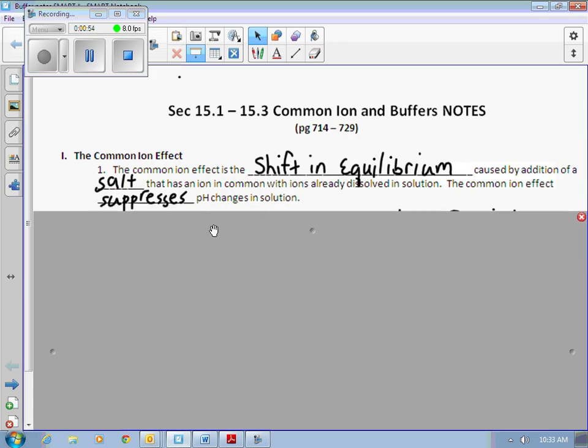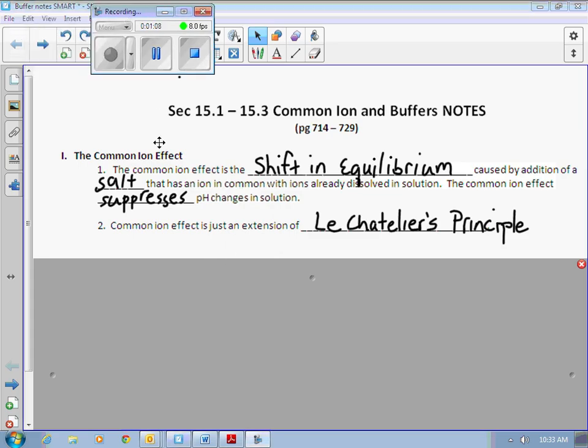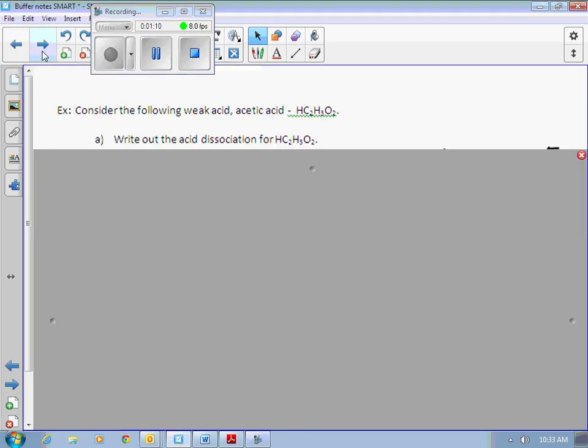Basically, we're talking about shifting equilibrium, so you can probably guess whose principle is going to be really huge here. Hopefully in your mind, you're thinking of Le Chatelier's principle. That's all this is. Of course, we're going to put a lot of math to it too. All right, so let's take a look at an example.